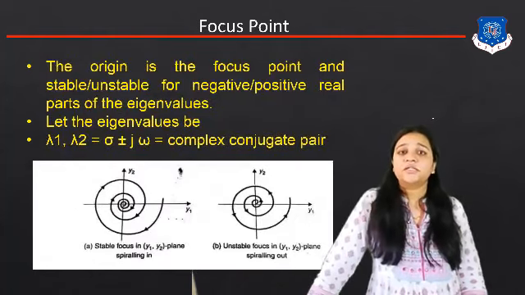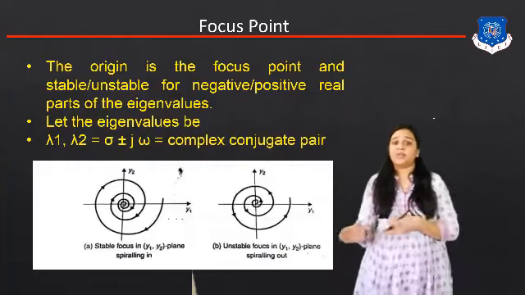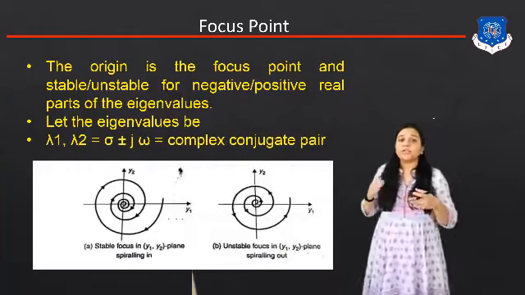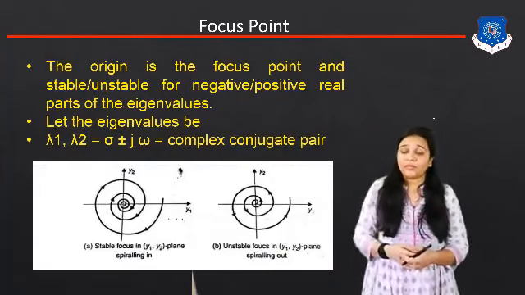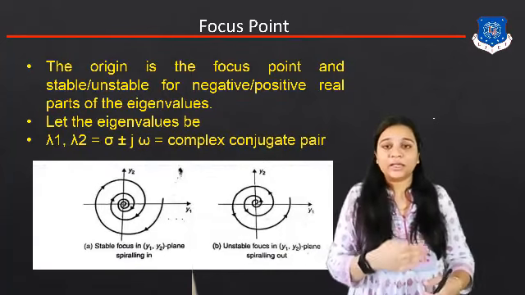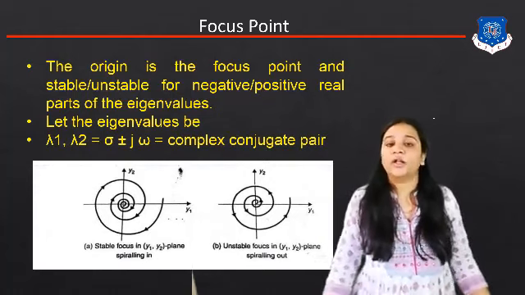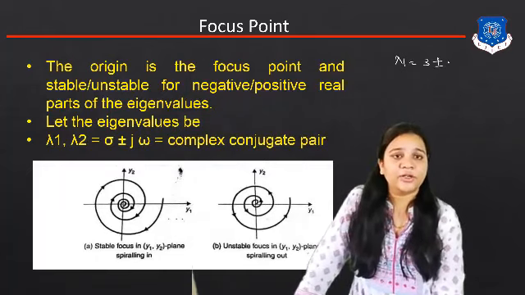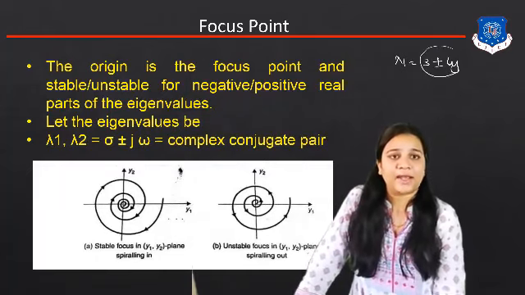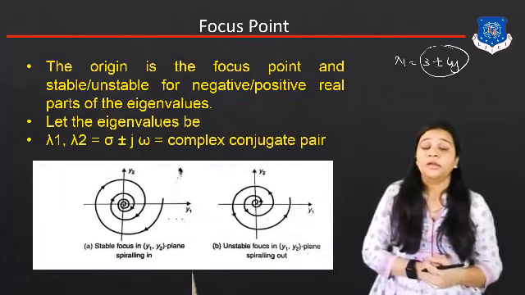Okay, the next is the focus point. The origin is the focus point, and it is stable or unstable for negative or positive real part of the eigenvalues. If we get the lambda in the complex pair, like lambda1 and lambda2, for example lambda1 is equal to 3 plus or minus 4j, we can get the value in this manner. So we can get some complex pair eigenvalues.